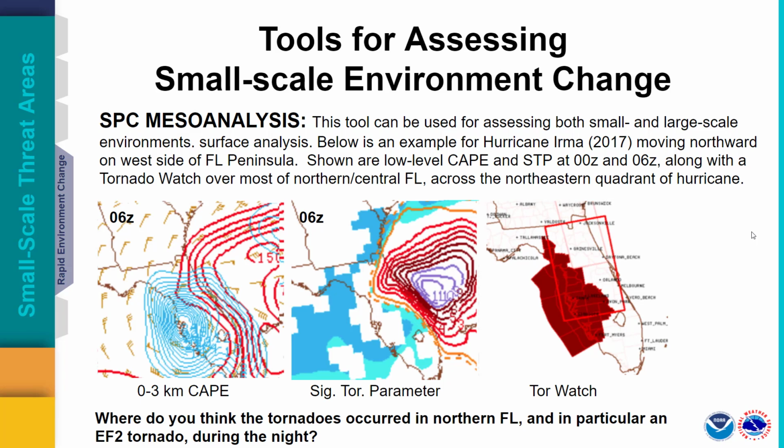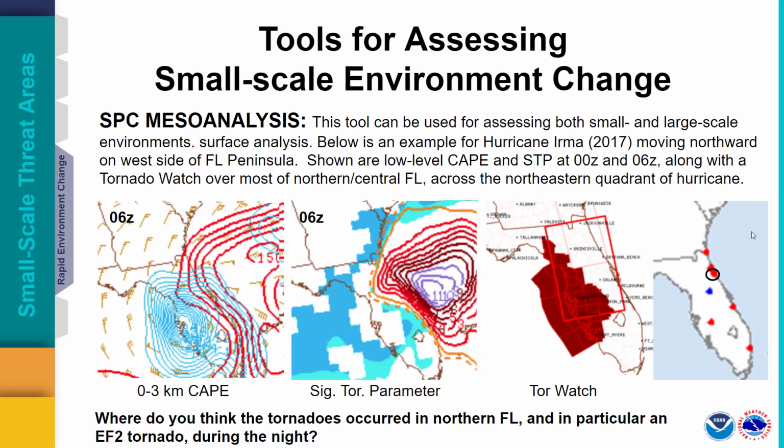Now, the potential for a strong tornado would exist where we have greater values of these fields overlapping. There's only one part of northern Florida where this exists during the night, and that is along the coast in the vicinity of St. Augustine, Florida. The strong tornado occurred just south of St. Augustine.